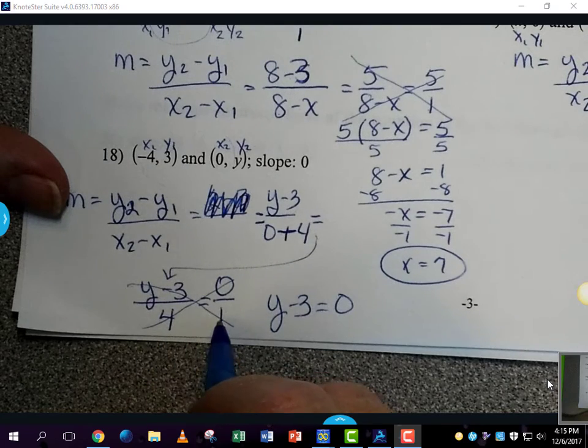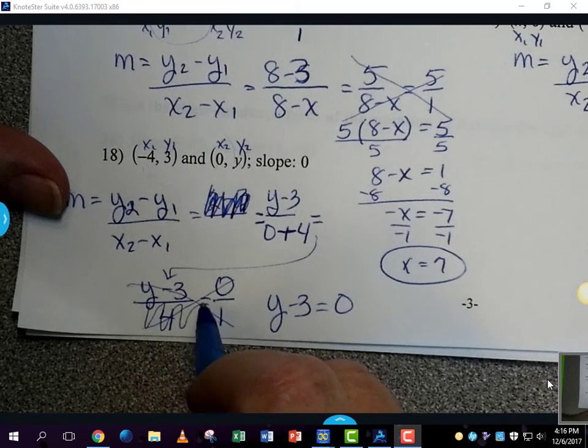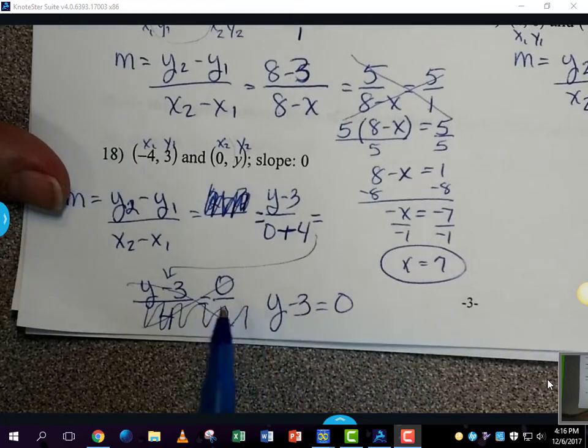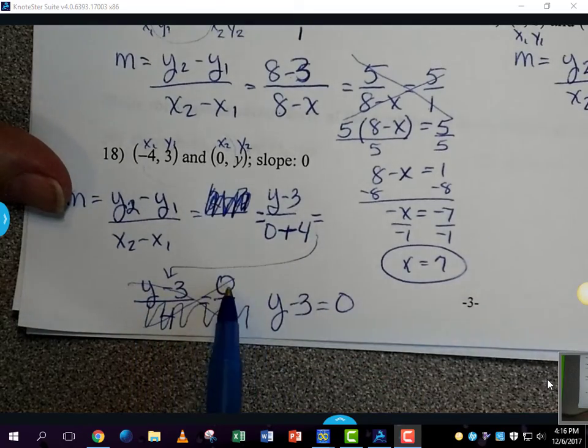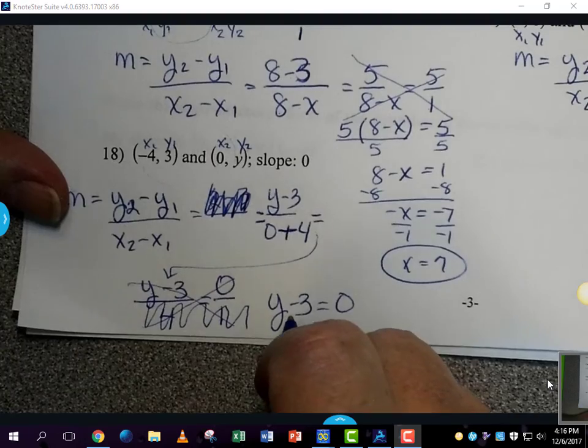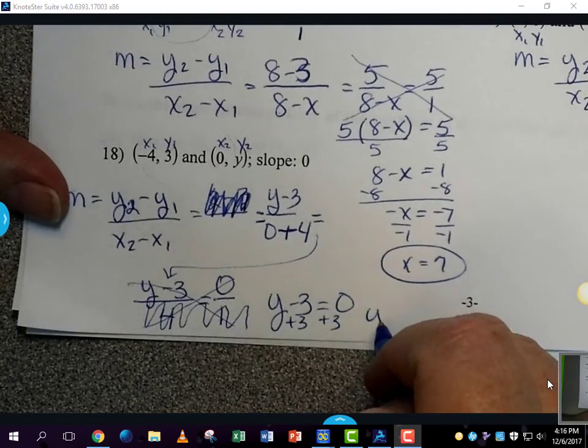Incidentally, since this number does not matter, if I go ahead and ignore all of this, what do I end up with? y minus 3 equals 0. Okay, add 3 to both sides, and I get y equals 3.